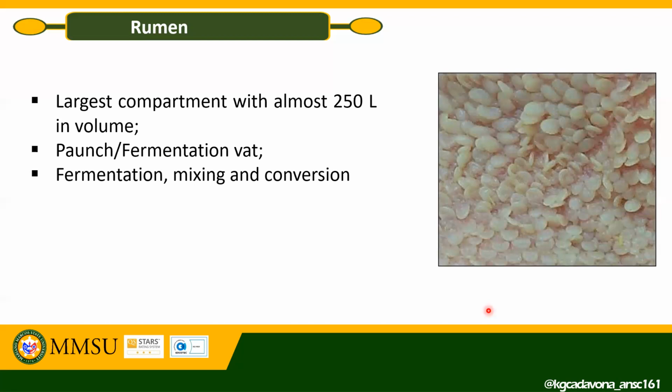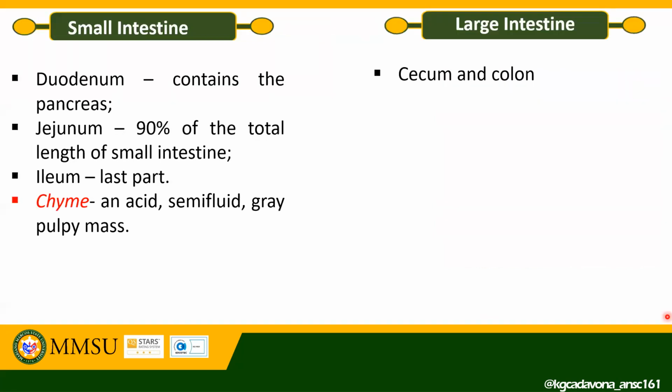Now, if naging volatile fatty acids na yung carbohydrates, that is now the time that the body of the animal can now absorb these nutrients as a major source now of energy. Okay? So yun na yung time na gagamitin nila itong mga volatile fatty acids na to as a source of energy later on. Okay? So those are the different compartments of the stomach of the ruminant animals. Now we move forward to the small and large intestines.